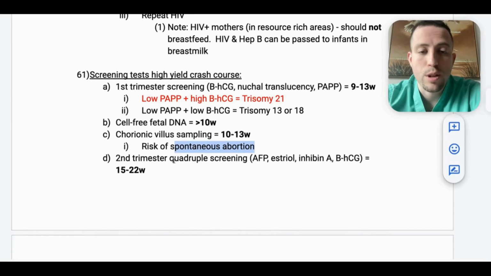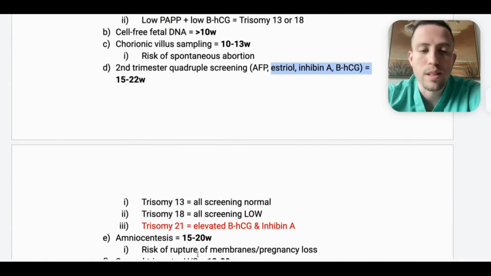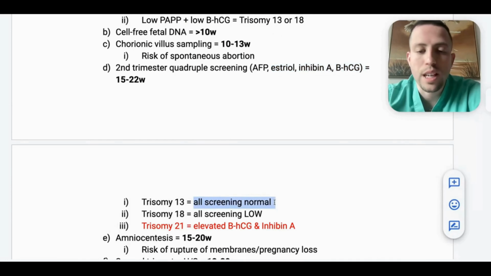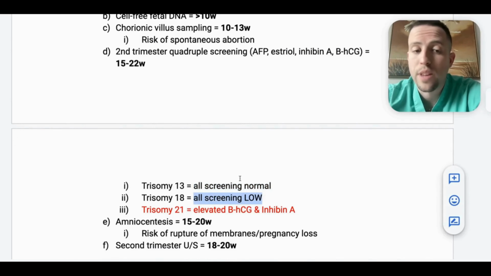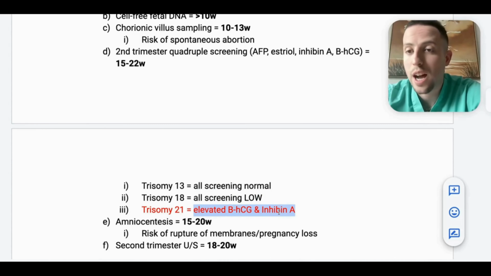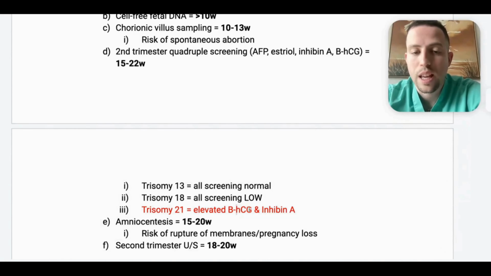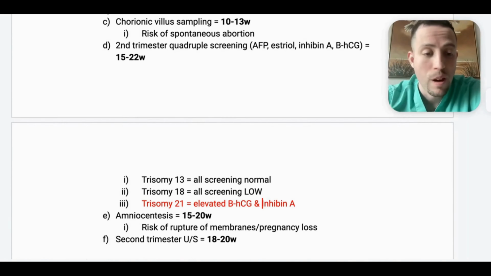For second trimester quadruple screening, you check the alpha-fetoprotein, estriol, inhibin A, and beta-HCG at 15 to 22 weeks. For trisomy 13, all screening will be normal. For trisomy 18, all those levels will be low. And for trisomy 21, you'll have an elevated beta-HCG and inhibin A. So I remember the mnemonic H for HCG and I for inhibin A. So if you have trisomy 21, you say hi. That's just how I remember it.